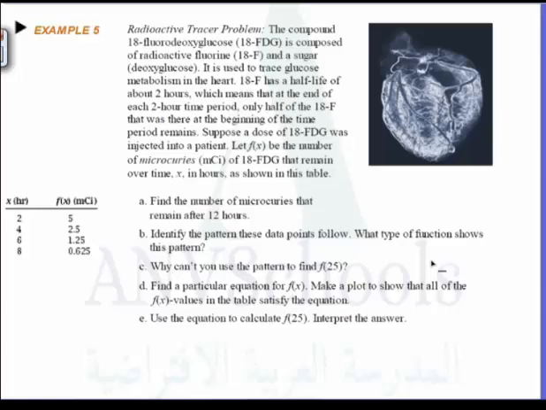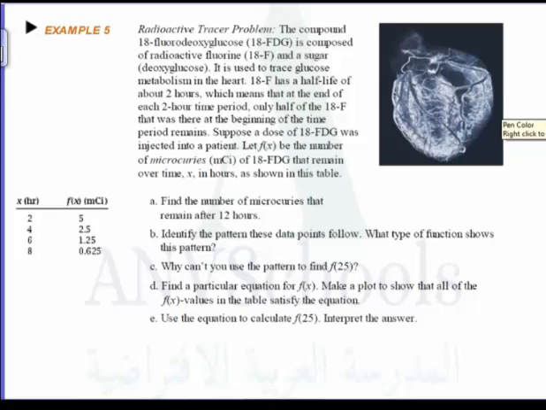18F has a half-life of about 2 hours, which means that at the end of each 2-hour time period, only half of the 18F that was there at the beginning of the time period remains. Suppose a dose of 18-FDG was injected into a patient, and let f of x be the number of microcuries, or MCI, of 18-FDG that remain over time x in hours, as shown in this table. So we have a table presented at the right.